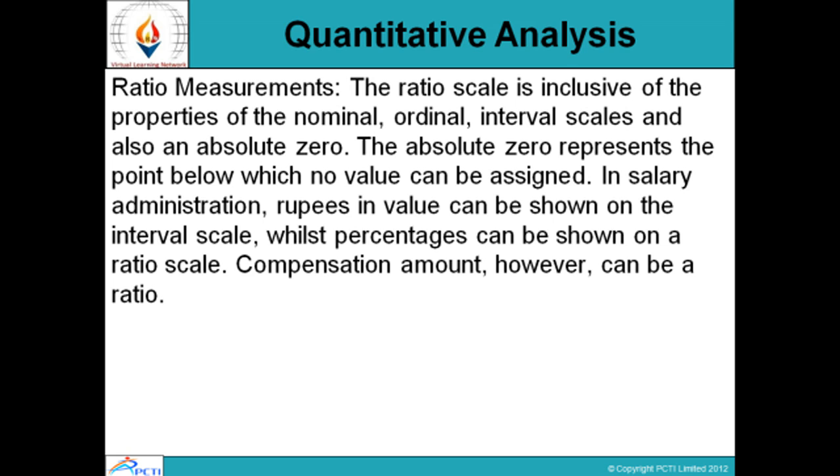Next are the ratio measurements. The ratio scale is inclusive of the properties of the nominal, ordinal and interval scales, and also an absolute zero. The absolute zero represents the point below which no value can be assigned. In salary administration, rupee value can be shown on the interval scale, whilst percentage can be shown on a ratio scale. Compensation amount, however, can be the ratio.